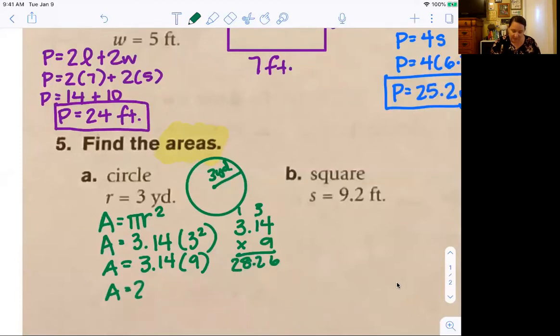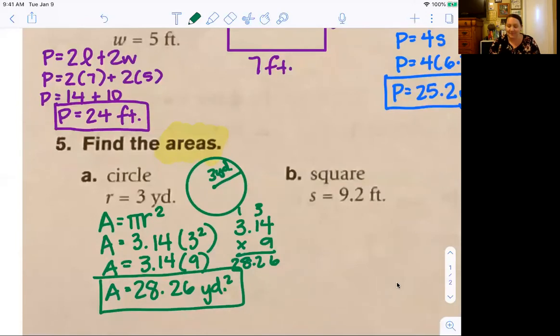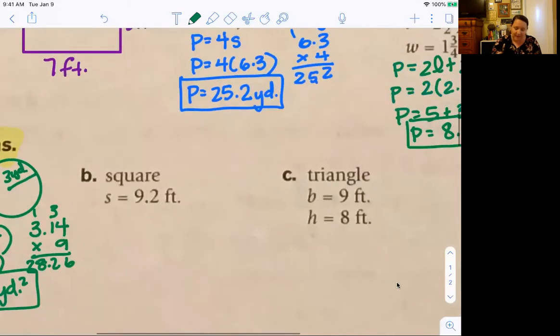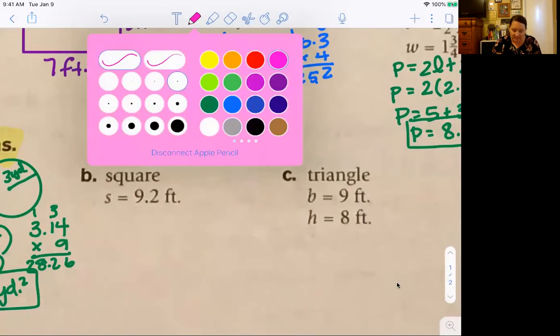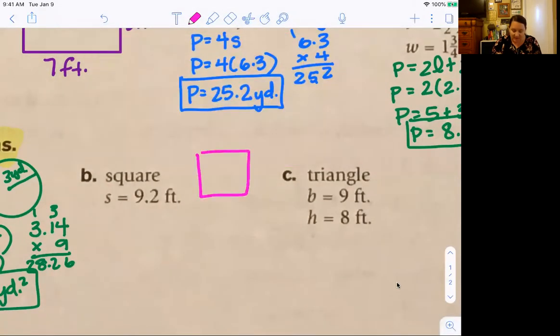Area equals 28.26 square yards. You have to put that square in there because that indicates that it's area. Okay. Letter B. We have a square again, and our square has a 9.2 foot side. What's the formula for the area of a square?